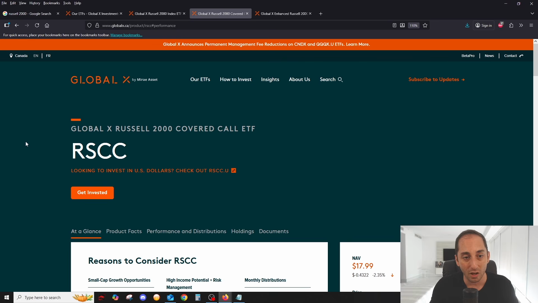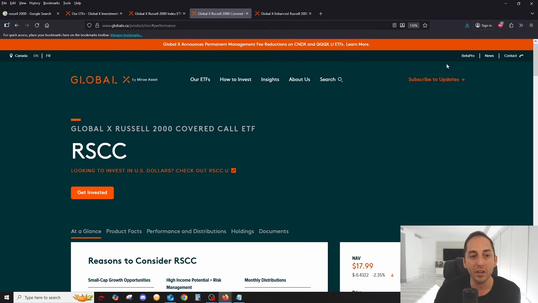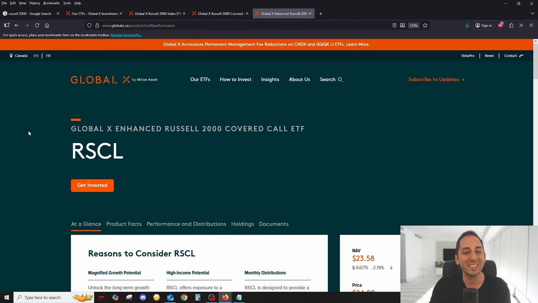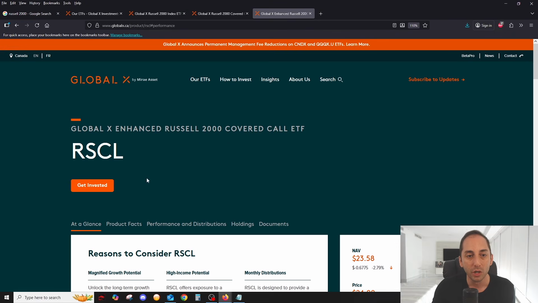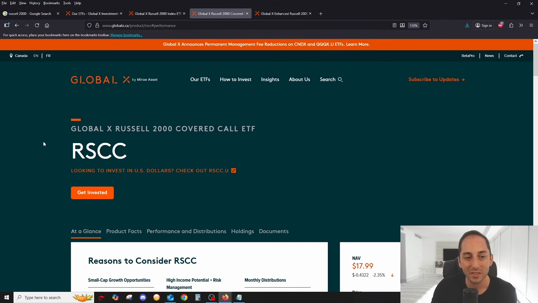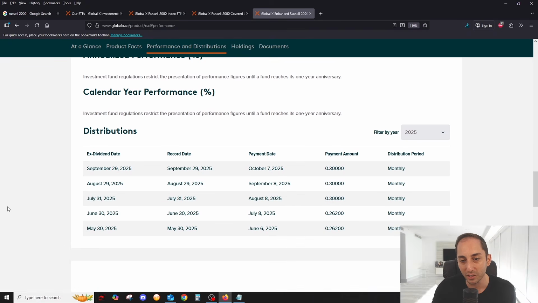They also have a Russell 2000 covered call ETF, RSCC. So you're going to get access to the Russell 2000 index, but they're writing covered calls on the index, giving you monthly distributions that you could see here. And they also have RSCL, the Global X Enhanced Russell 2000 covered call ETF, which is 125% exposure to RSCC. So it's basically RSCC with 25% leverage. So you have a little bit more risk, a little bit more volatility as well, but you're getting amplified exposure to RSCC. This one as well has monthly distributions.